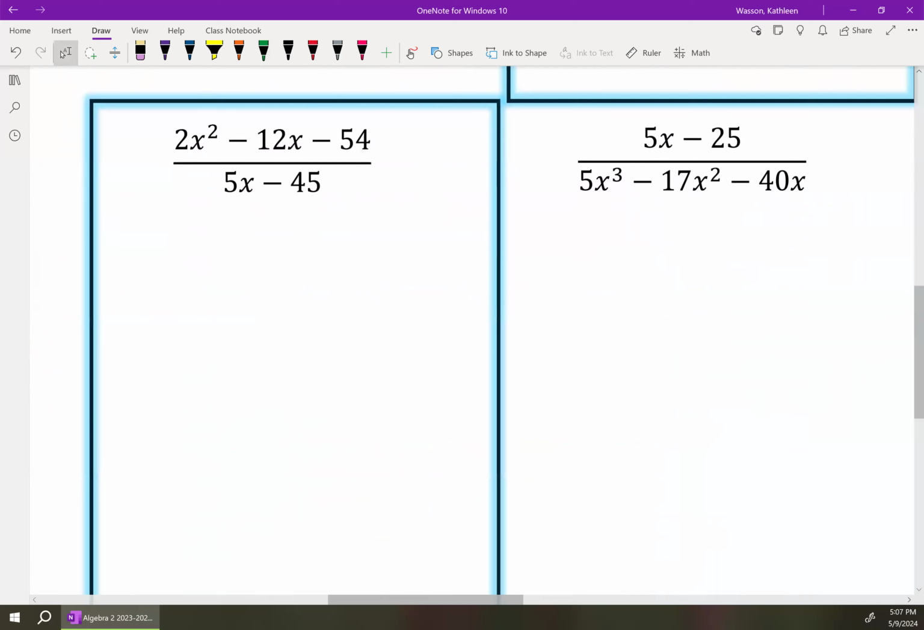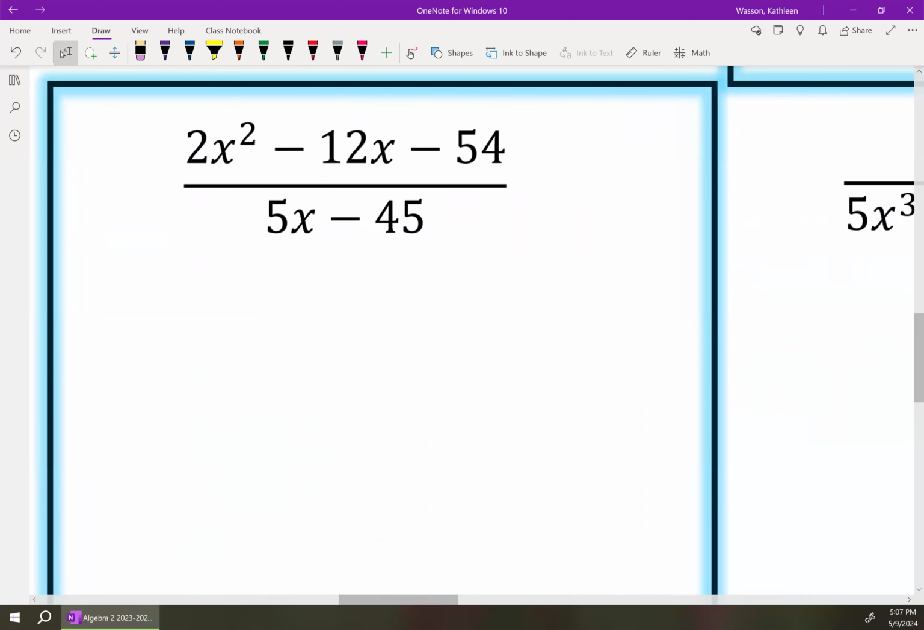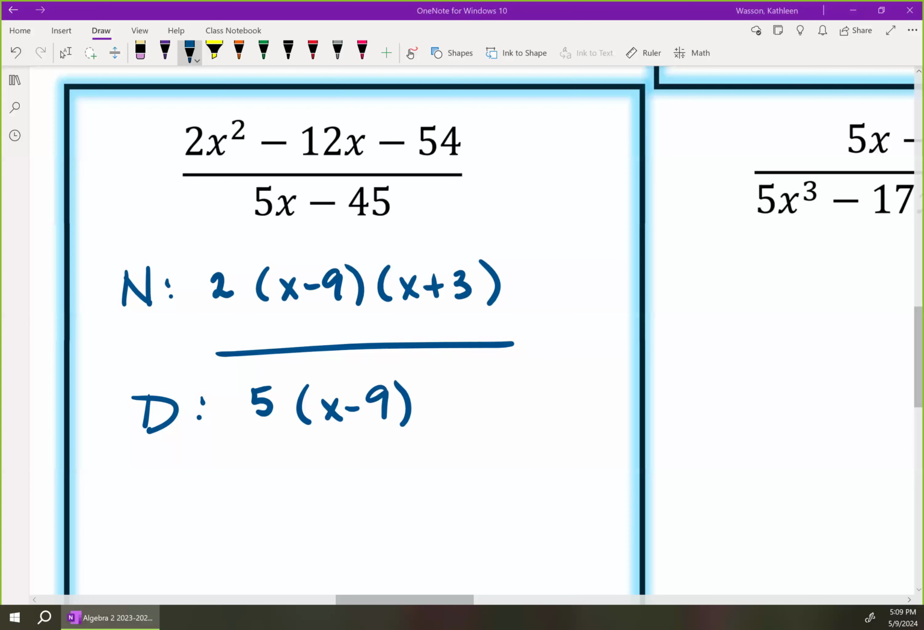Next, I have 2x squared minus 12x minus 54. When the numerator is factored, I have 2 times x minus 9 times x plus 3. And when the denominator is factored, I have 5 times x minus 9. I do have a common factor in the numerator and denominator, so I see how I'll reduce it.